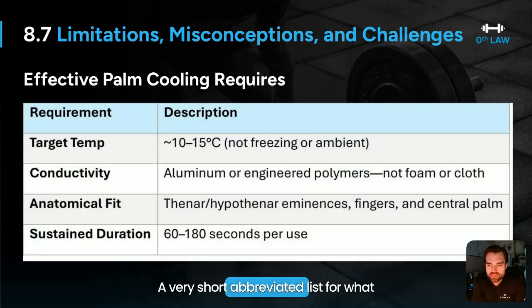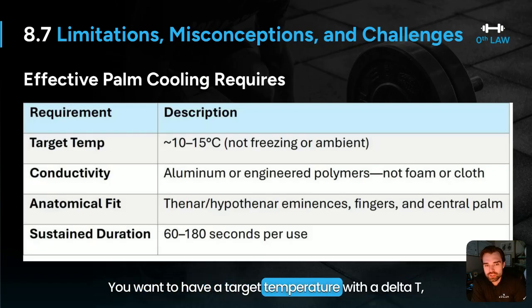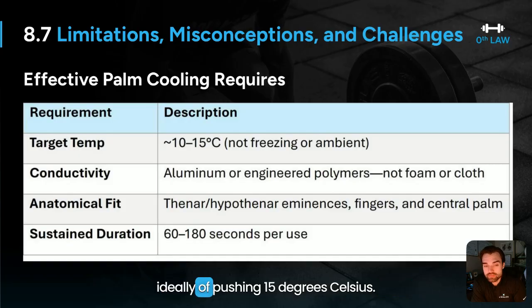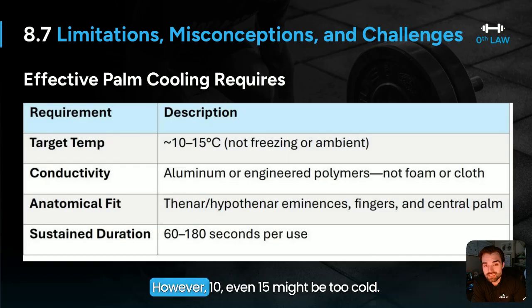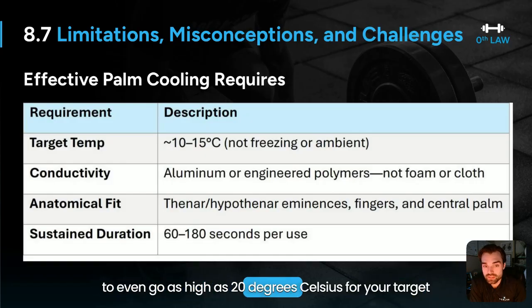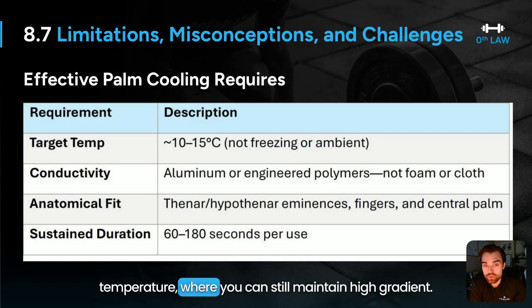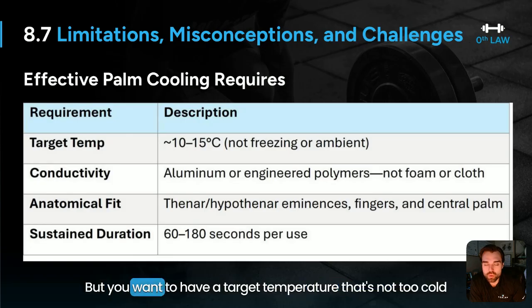A very short abbreviated list for what would constitute effective palm cooling. You want to have a target temperature with a delta T, ideally of pushing 15 degrees Celsius. So 10 to 15 degrees Celsius for the interface could be good. However, 10, even 15 might be too cold. It really depends on what that material is and what the context is. I would be willing and almost recommend in some cases to even go as high as 20 degrees Celsius for your target temperature where you can still maintain a high gradient. This is going to be highly nuanced based on exactly what that interface is, but you want to have a target temperature that's not too cold.